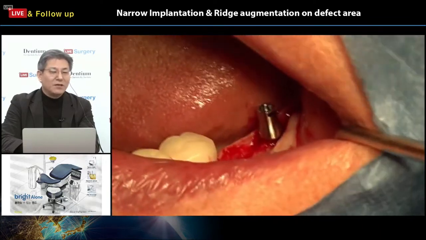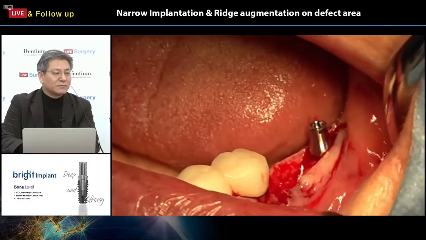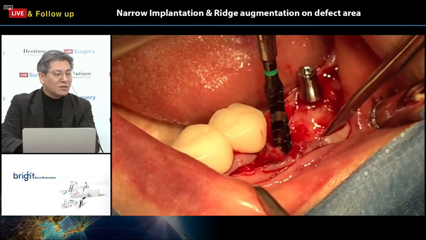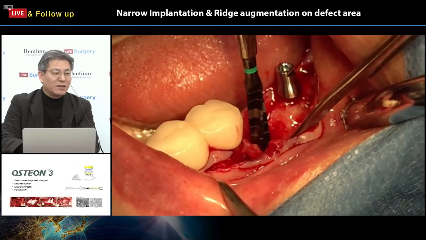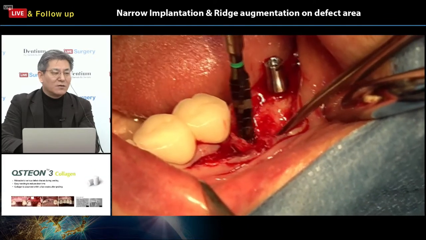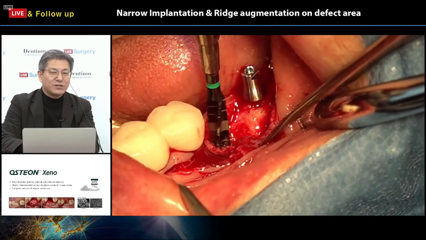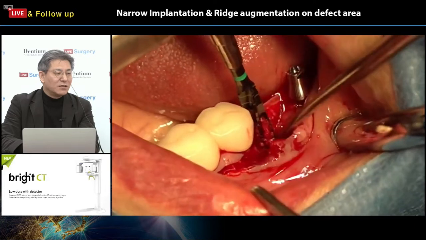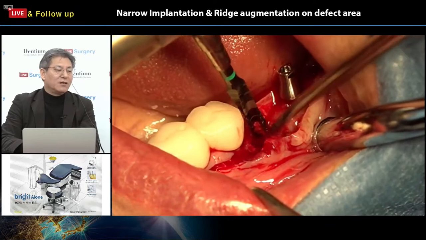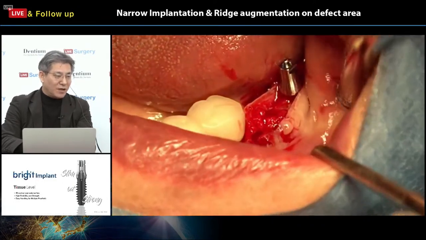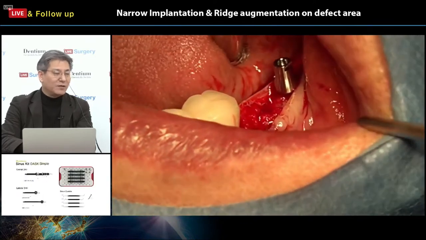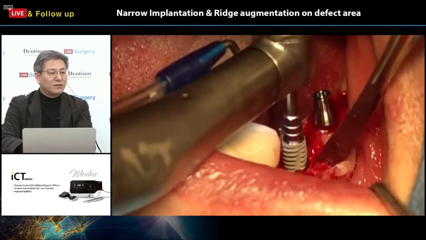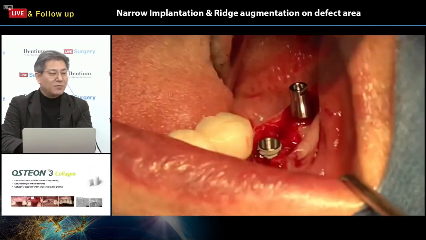The RPM is slower, 50 RPM. Yeah, he is choosing the Bright bone level, because, I guess, this area needs bone grafting. So he wants to use a bone level implant fixture, buried. He wants to bury the implant fixture on this site, so he is going to use a Bright bone level instead of tissue level. Okay, the diameter is the same, 4.0. Length is the same, 9 millimeter.